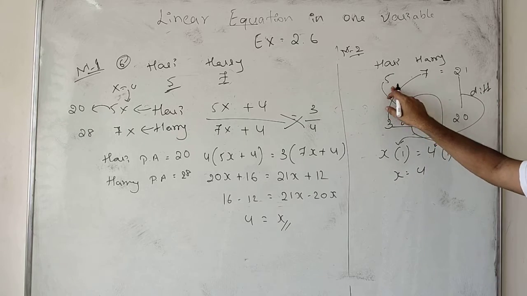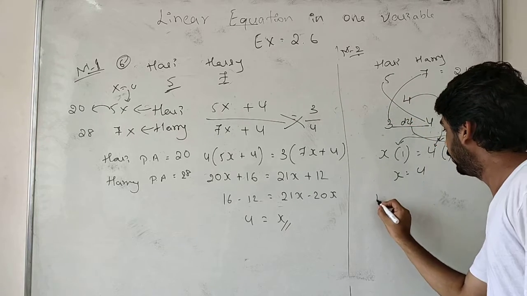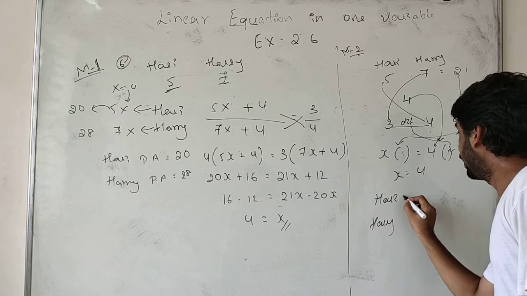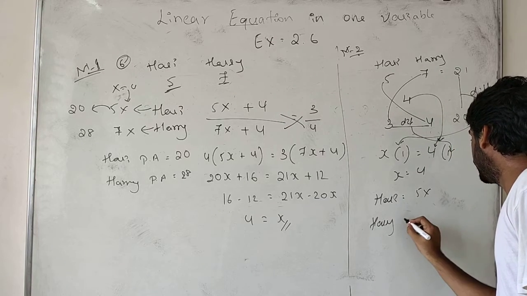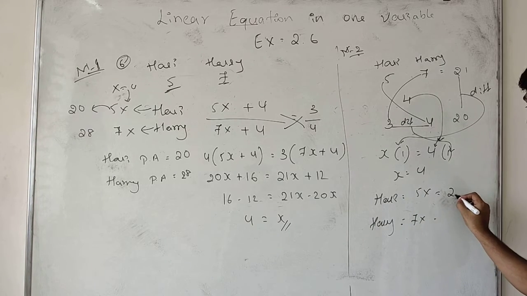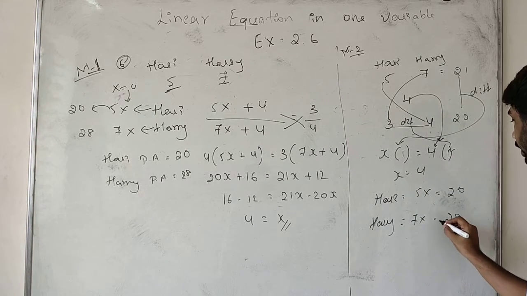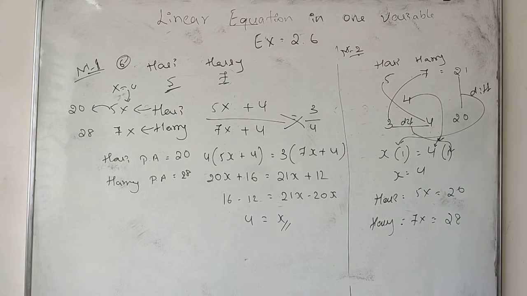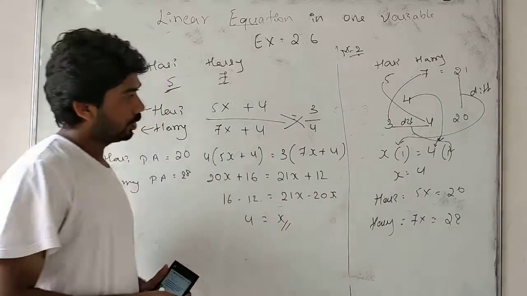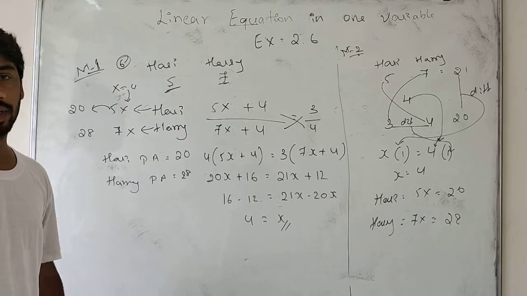We know that Hari is 5x and Harry is 7x. If you substitute the value of x, you will get 20 here and 28 here. So whichever you are comfortable with, you can solve it. Okay, students? Method 1 and method 2, whichever is comfortable, you can solve.